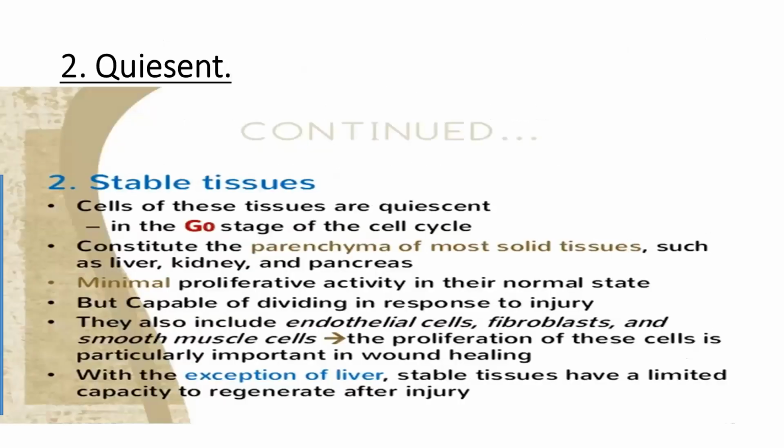The second one is the stable tissue, or the quiescent tissue. The cells of these tissues are quiescent and they constitute the parenchyma of most solid tissues such as liver, kidney, and pancreas. They have minimal proliferative activity in the normal state, but are capable of dividing in response to injury. They also include endothelial cells, fibroblasts, and smooth muscle cells, whose proliferation is particularly important in wound healing.